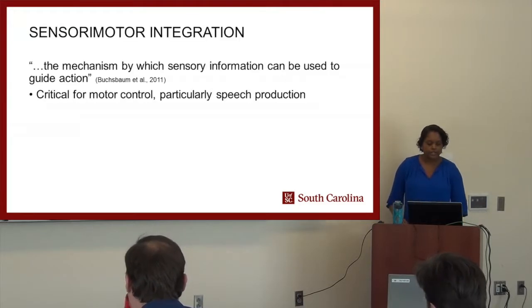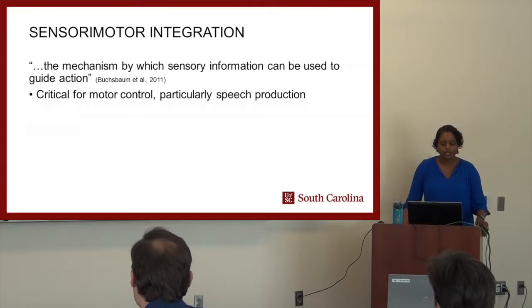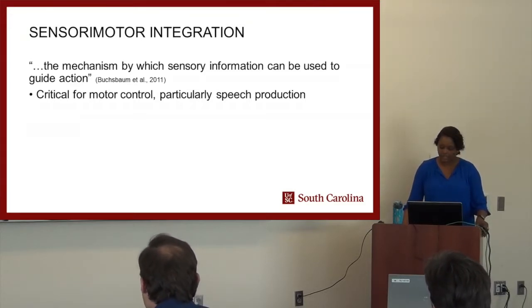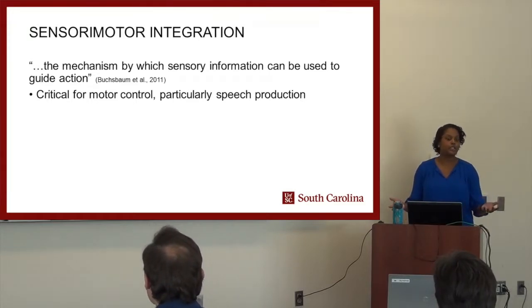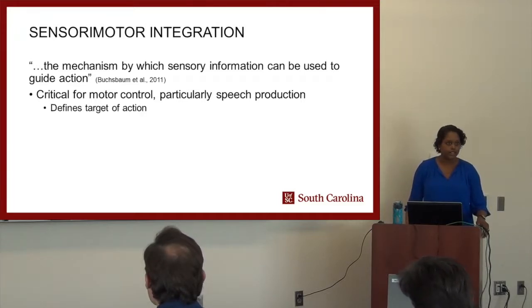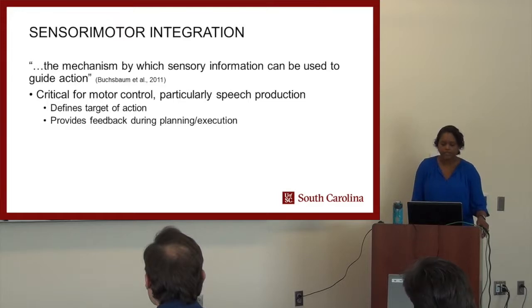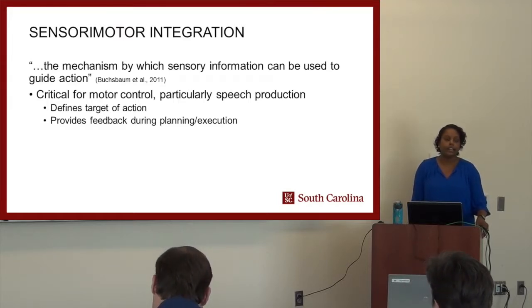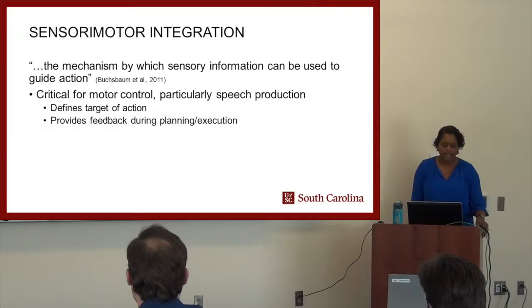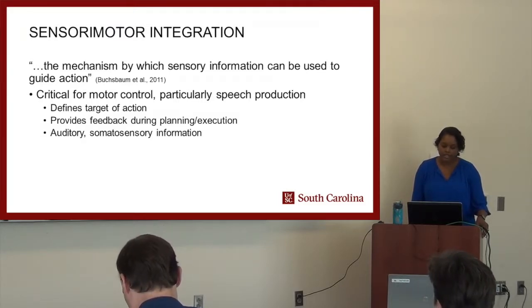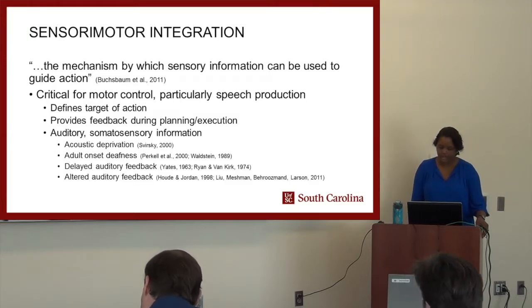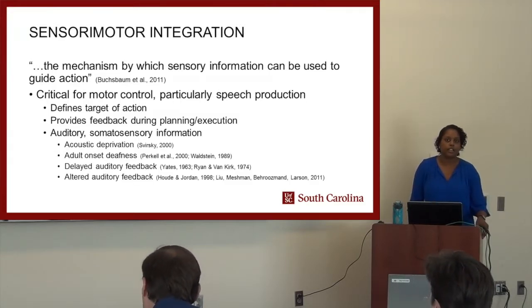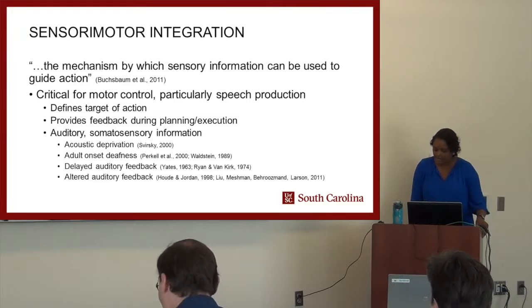So, sensorimotor integration is the mechanism by which sensory information can be used to guide action. It's very important for motor control and particularly interesting to us is speech production. It defines the target of the action. It also provides feedback during planning and execution of the speech act. And for speech, auditory and somatosensory information is particularly important. And a lot of people have examined this in a variety of ways over the years.